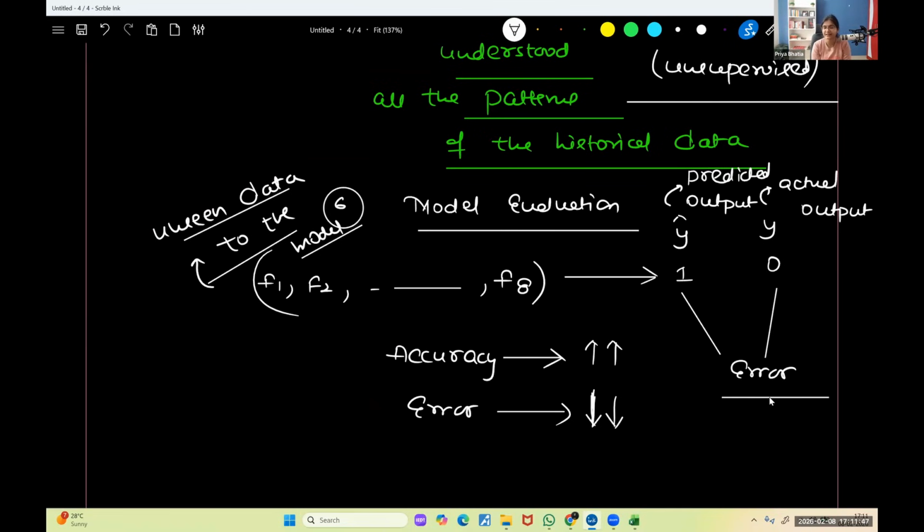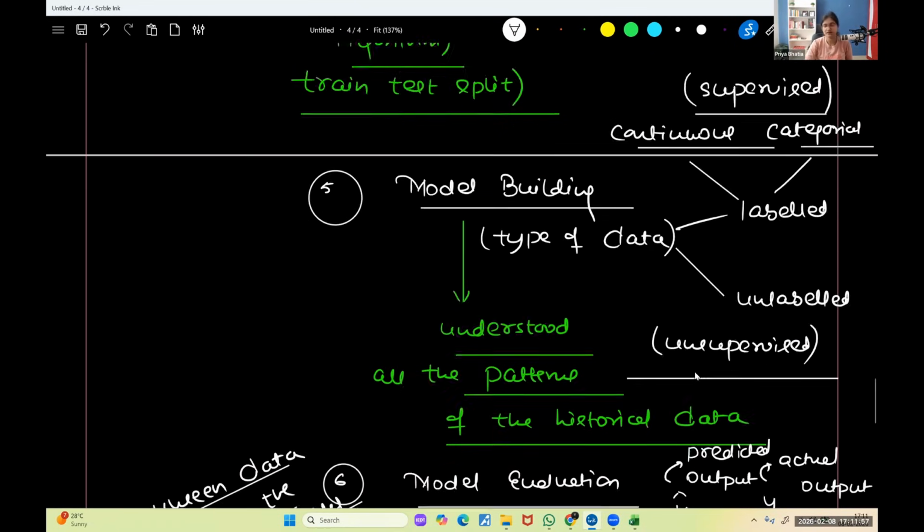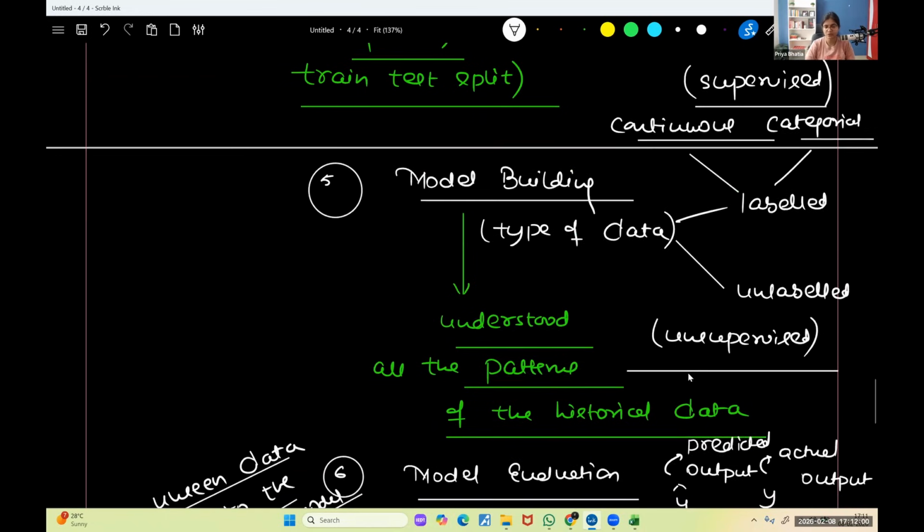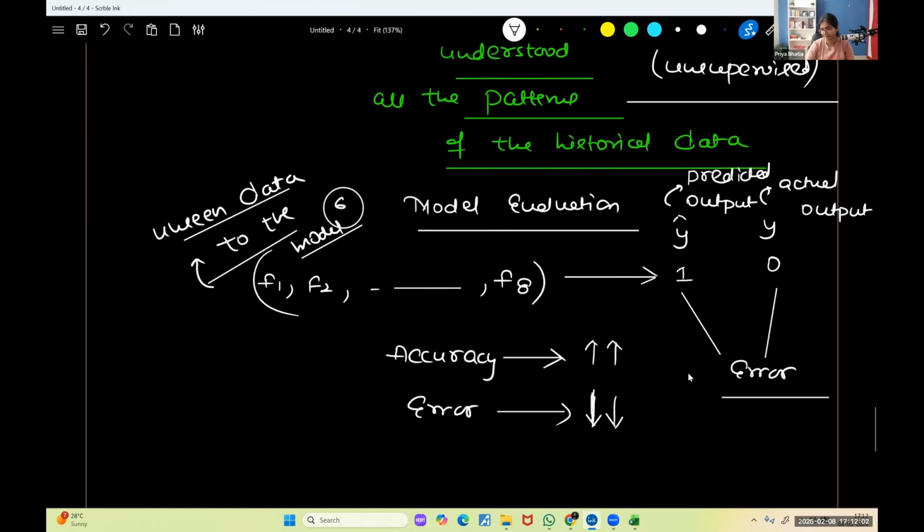We have to make sure that this accuracy value should be very high. If it is not high, you have to think again about what could be the best thing you can do for EDA, and what could be the best thing you can do for model training or model building. Those steps you have to take care of.